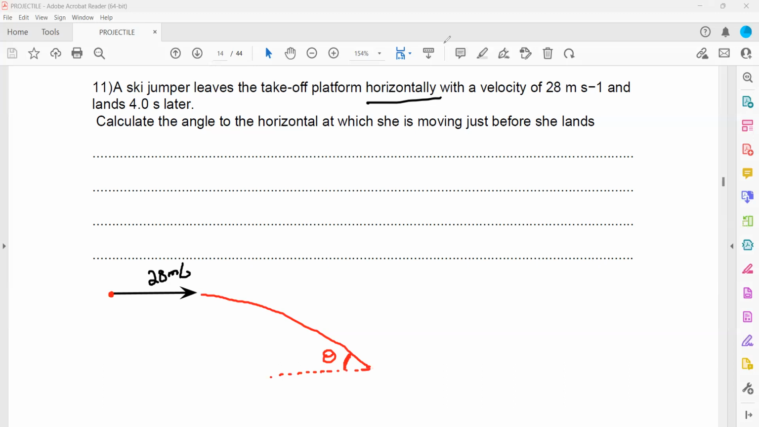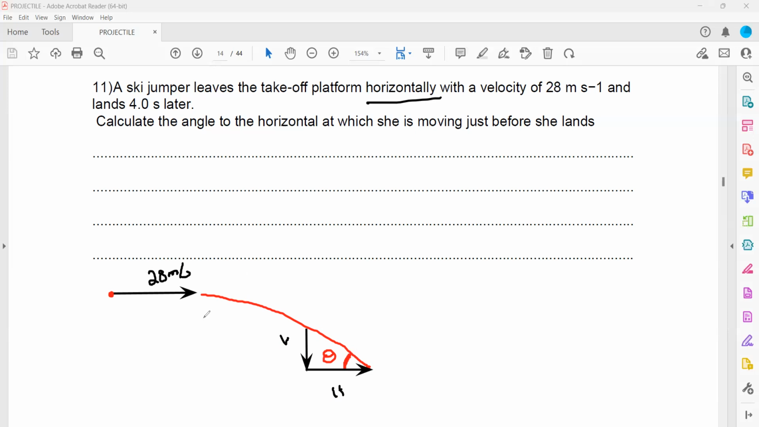Now to get this angle with the horizontal, we need the two components of the velocity. We will have the horizontal component and we will have the vertical component. After having the horizontal component and the vertical component, I will simply use the trigonometric ratio tangent theta to work out the angle.